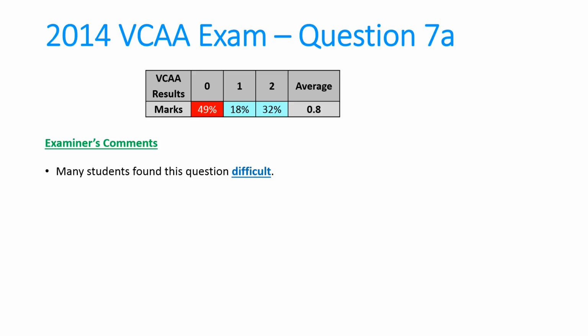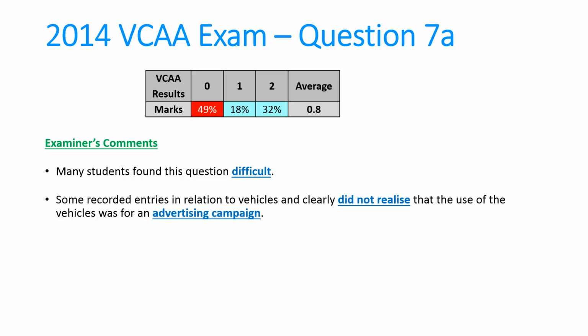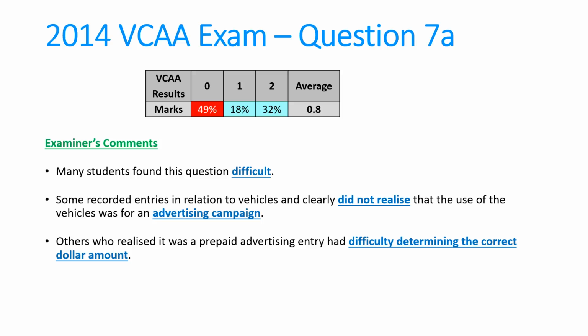Looking at the examiner's comments, many students found this question difficult, but this is the important point. A lot of kids clearly didn't realise that the use of the vehicles was actually for advertising. So we weren't going to have a vehicle asset here, we're going to have an asset called prepaid advertising. Others who did realise it was prepaid advertising had difficulty determining the correct dollar amount because it wasn't given to you. You were just told that 2 cars were handed over, so you had to go and figure that out for yourself.